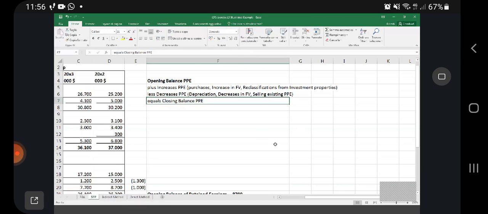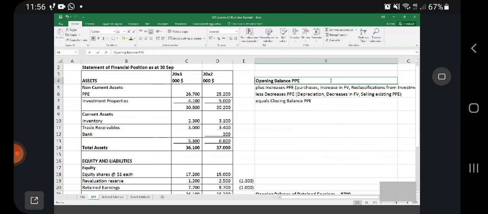What I want you to do as homework tonight, today, this afternoon, because we cannot continue anymore, I guess: write which is the opening balance. It's quite easy. It's not a difficult exercise, but it will be fun maybe for you. The opening balance of the PPE is 25,200. You see here? The closing balance of the PPE is 26,700.